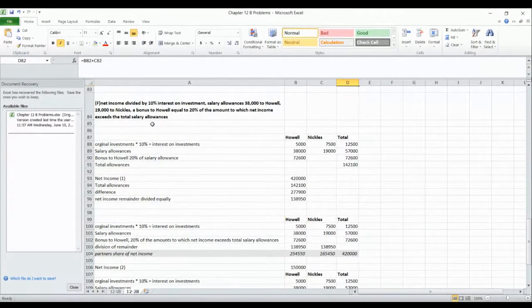And so for Part F from Cengage, it says the net income is to be divided by 10% on the original investments. They're given salary allowances of $38,000 to Hal, $19,000 to Nichols. But in this one, a bonus to Hal would be given equal to 20% of the amount to which net income exceeds the total salary allowances.